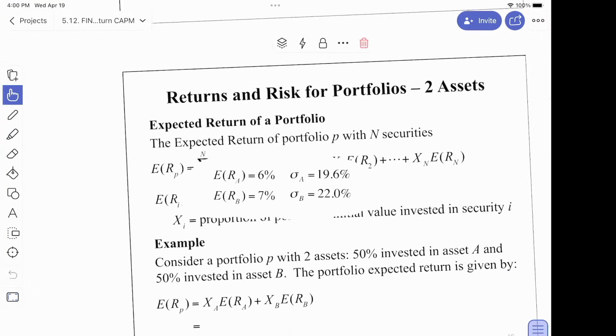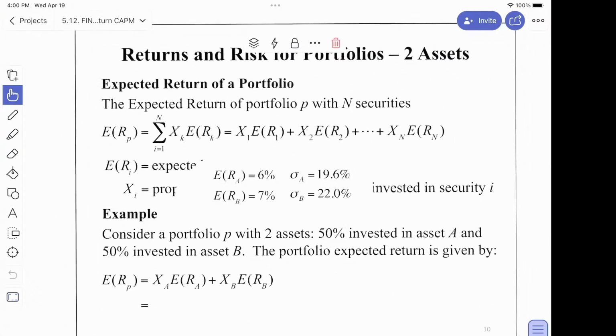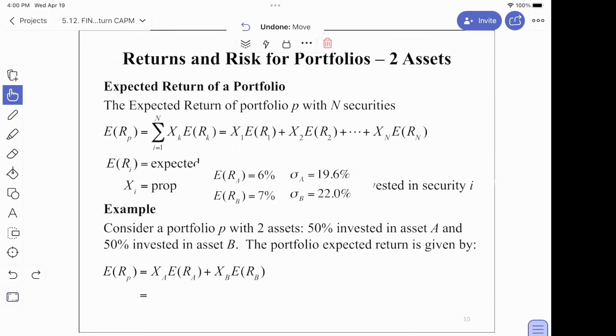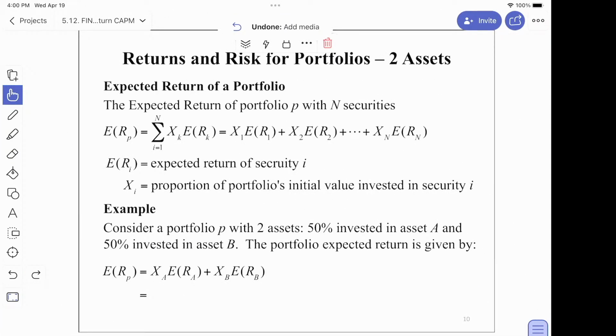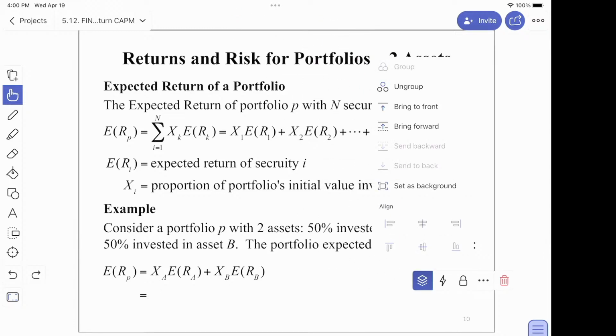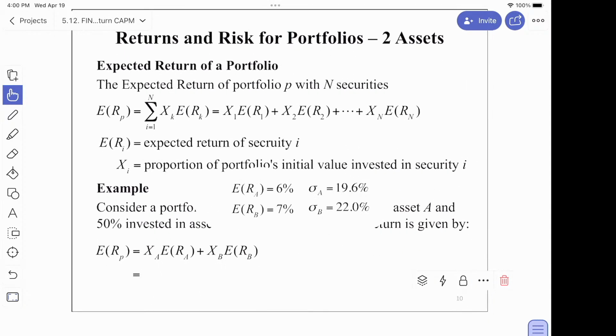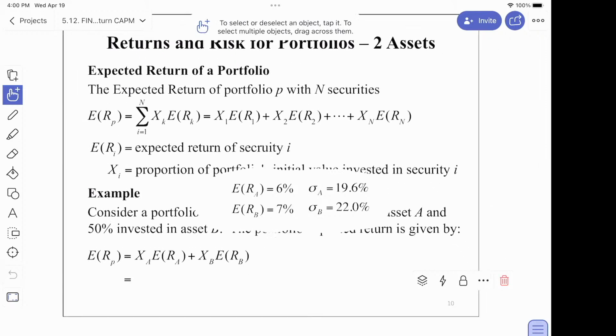Oh, let's see if I can. Nope. No mercy here. Let's see if I can. That's crazy. Okay, I'm just going to recopy these.